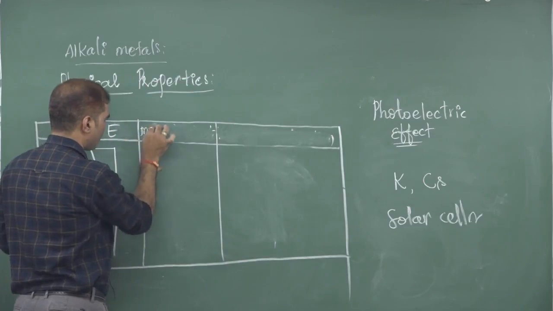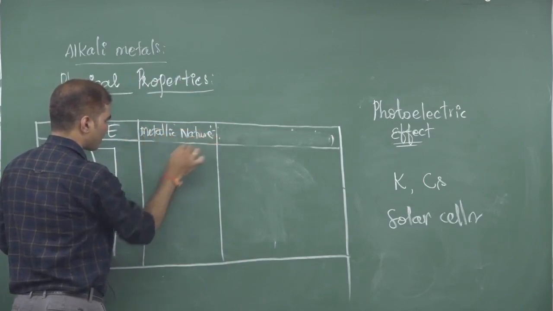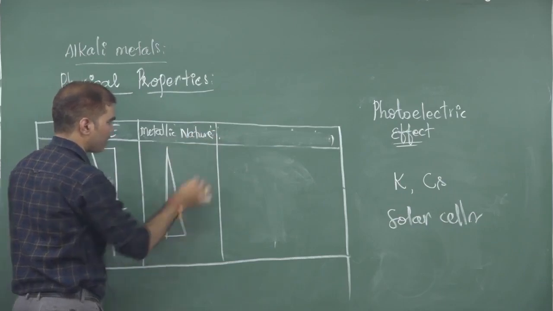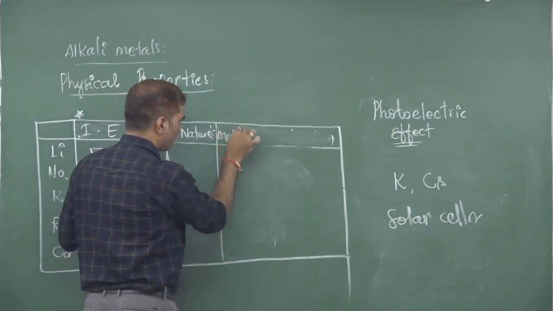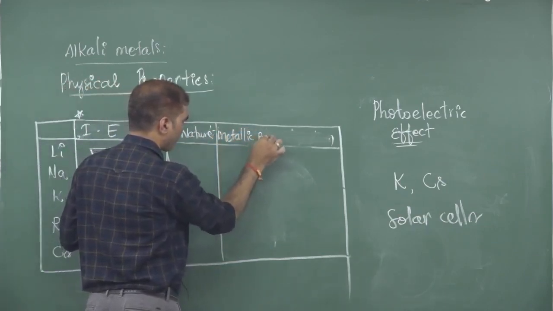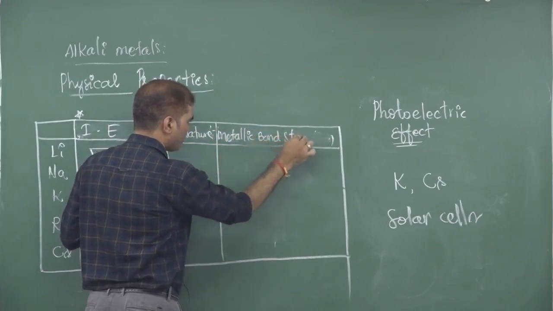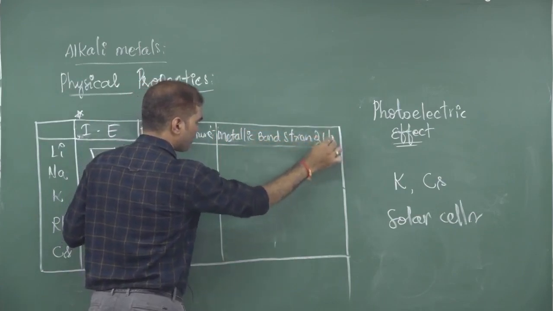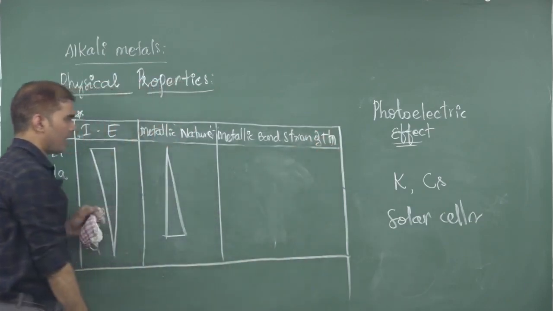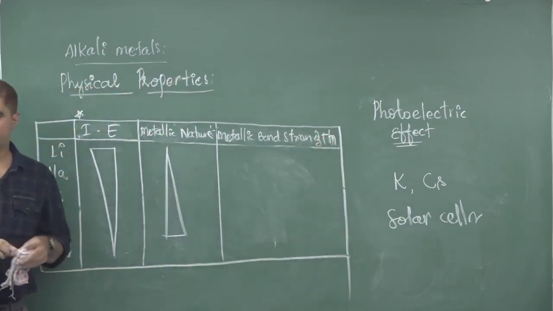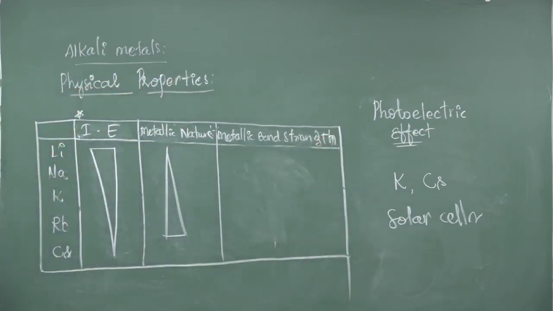So what is happening to metallic nature? Metallic nature is increasing. Metallic bond strength. What is happening to metallic bond strength? Metallic nature is increasing, metallic bond strength, increase or decrease?